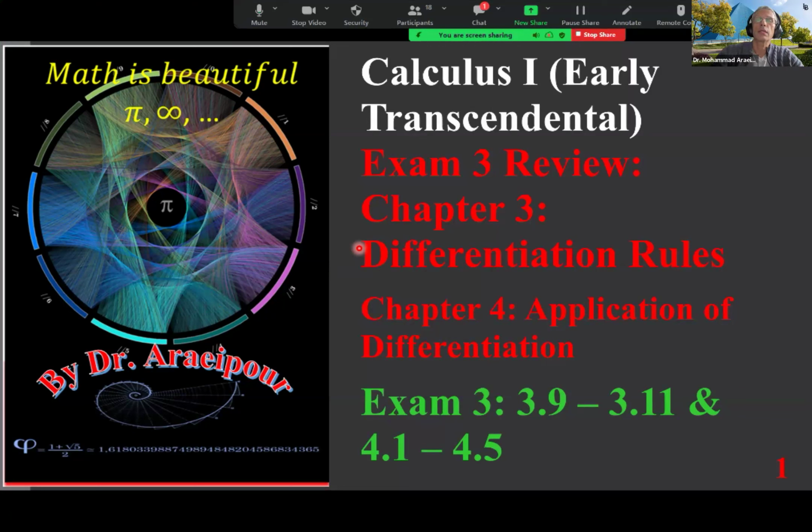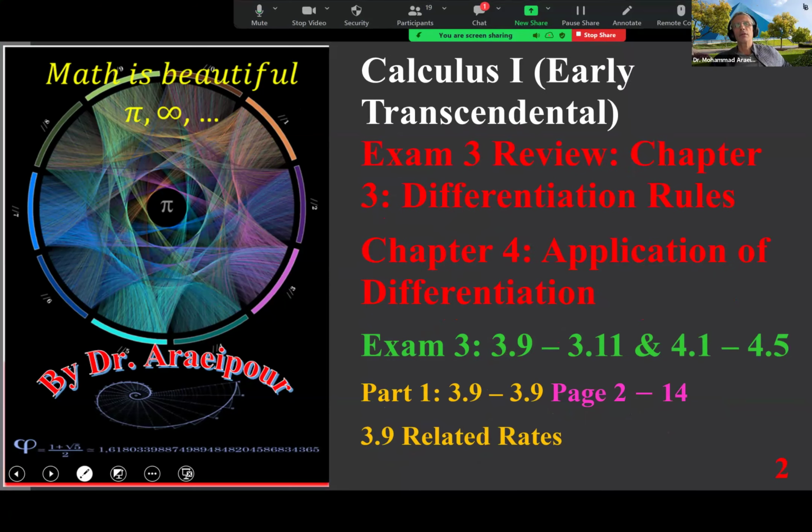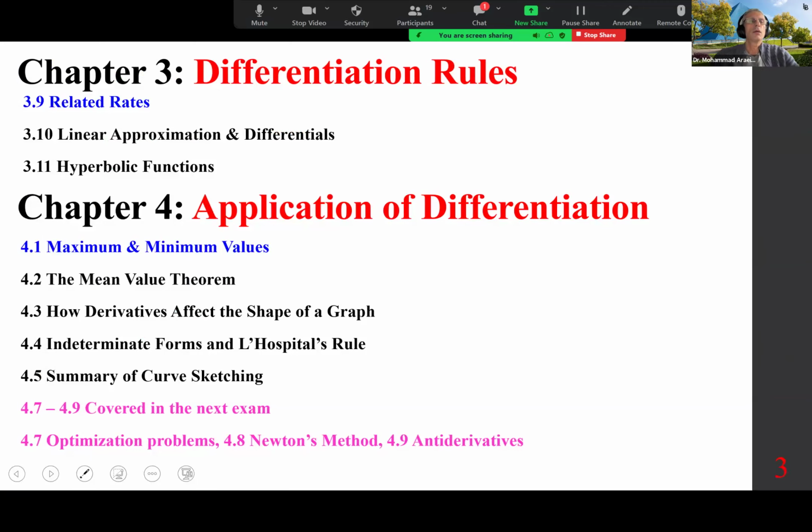Good afternoon, class. We are looking at exam 3 review, covering chapter 3, differentiation rules, and chapter 4, applications of differentiation. This exam covers sections 3.9 to 3.11 and 4.1 to 4.5. Here's the first part, covering section 3.9, related rates. That's what we are covering.